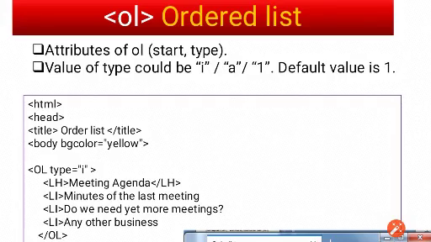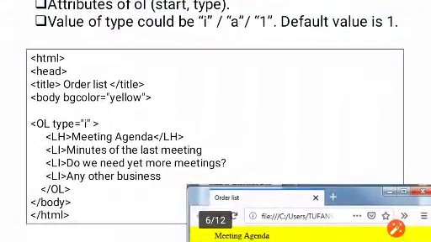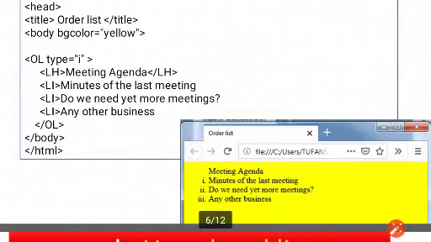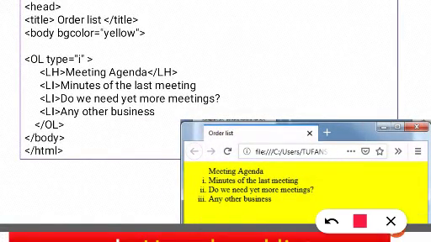So suppose I have written this OL type equal to I, that is Roman number. So when I will run this, when I will browse this in my browser, I will get the Roman number bullets. I hope this is clear to you all.